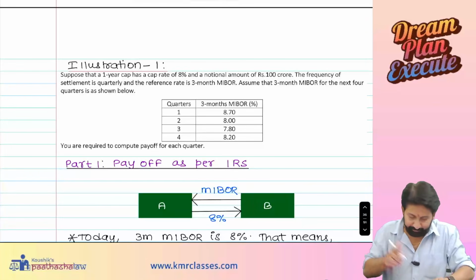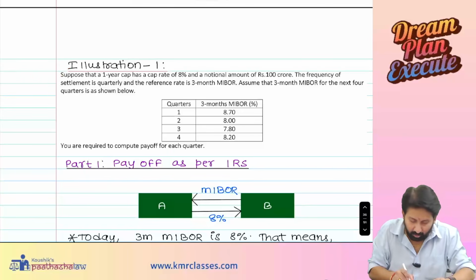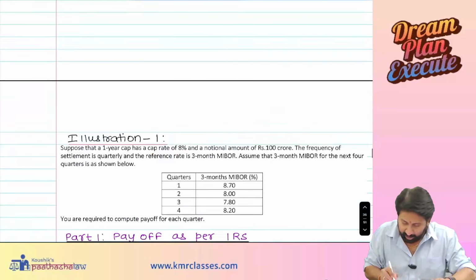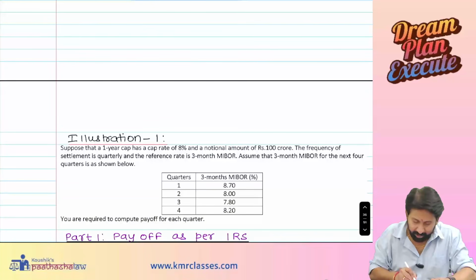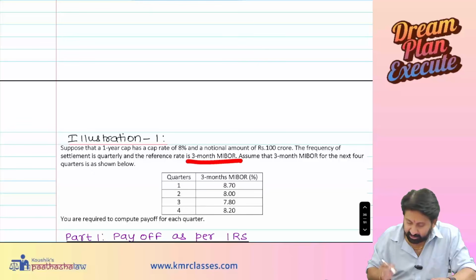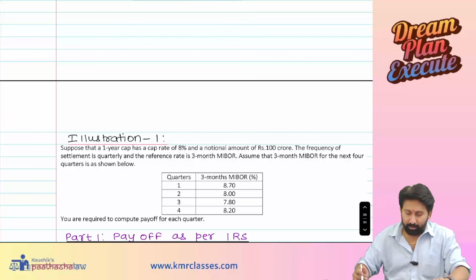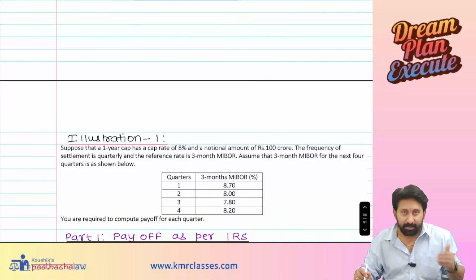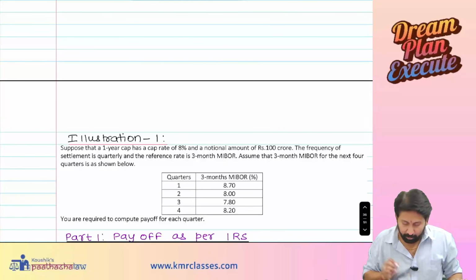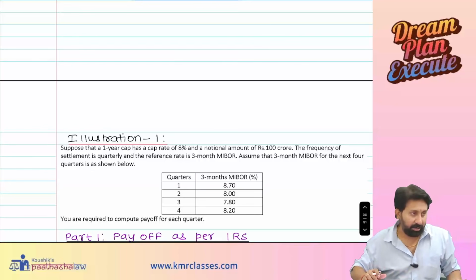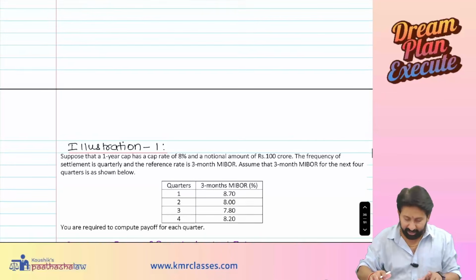Okay. See. Suppose a 1-year cap has a cap rate of 8% and a notional amount of 100 crore. Frequency of settlement is quarterly and the reference rate is 3 months MIBOR. Assume that the 3-month MIBOR for the next 4 quarters is shown below. Quarter 1, 2, 3, 4, 3 months MIBOR rate. You are required to compute payout for each quarter. Read the question first.